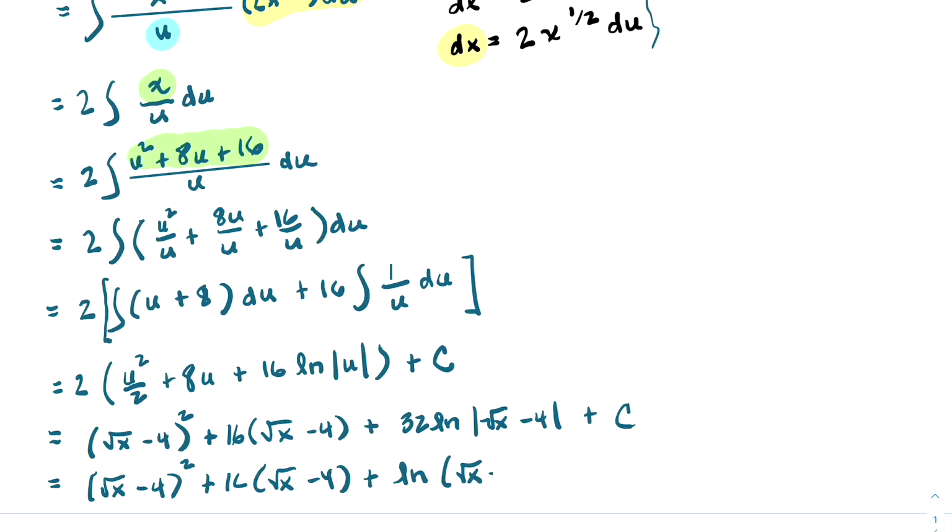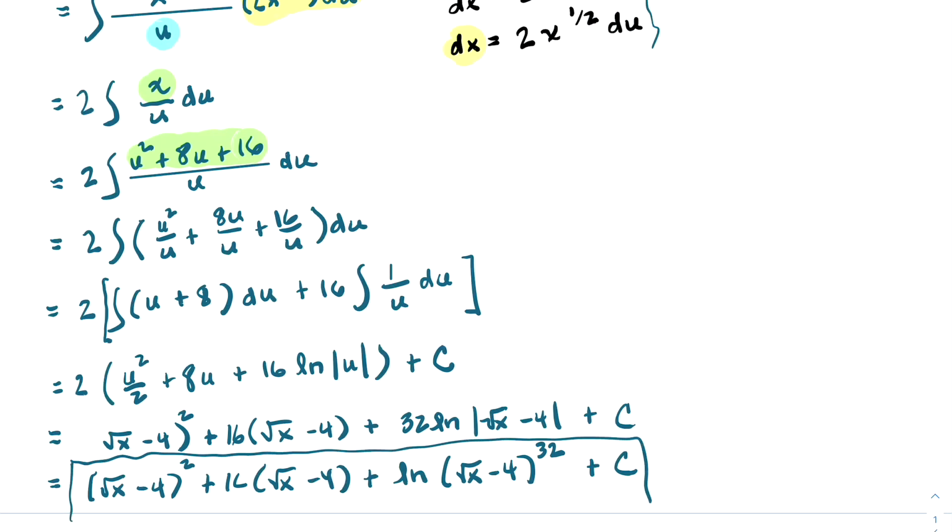So we'll end up with the natural log of quantity root x minus 4 raised to the 32nd power, and then plus our constant of integration. And you could simplify this a little bit more because we could multiply out the root x minus 4 quantity squared, but this is good enough for now.